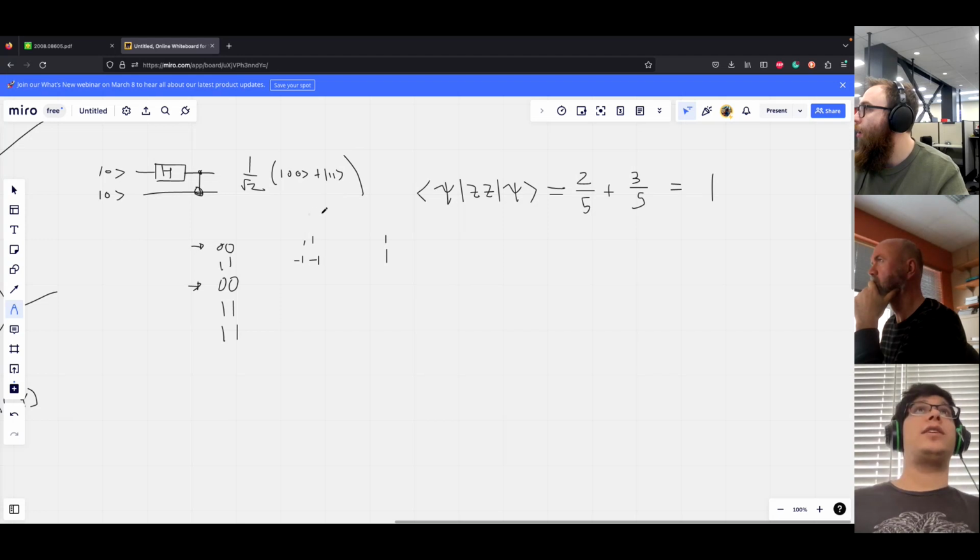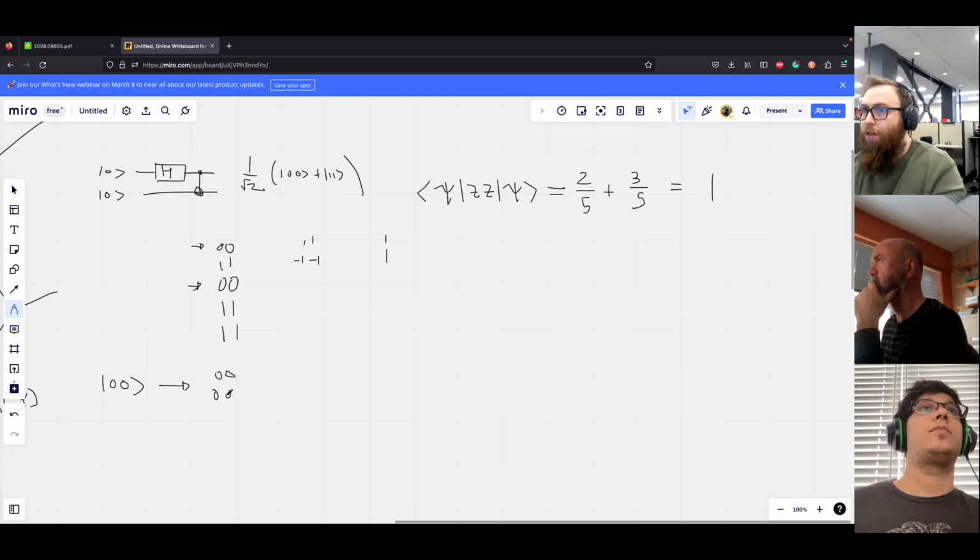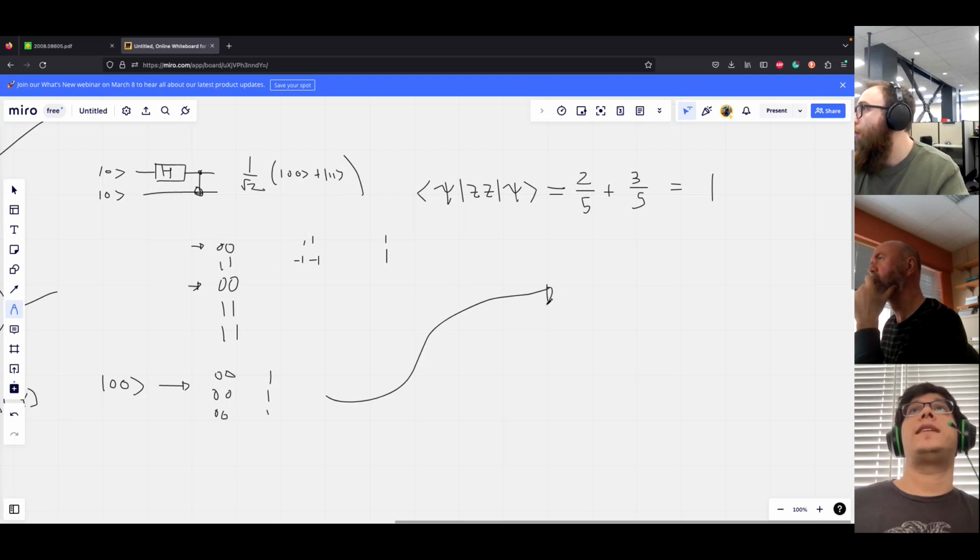What happens with the other entangled states? Actually, let me put a non-entangled state. So let's say you have the 0, 0 state, and then you measure it. This gives you only zeros. You replace this, and it gives you only ones. What will give you the expected value? It gives you the same thing, right?